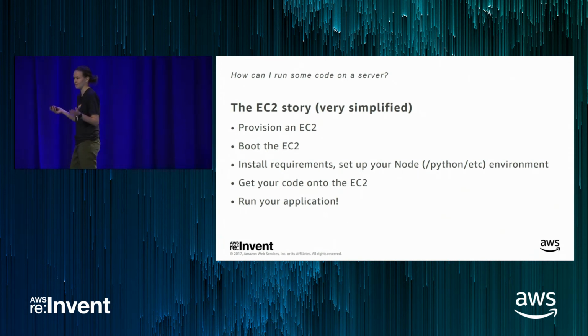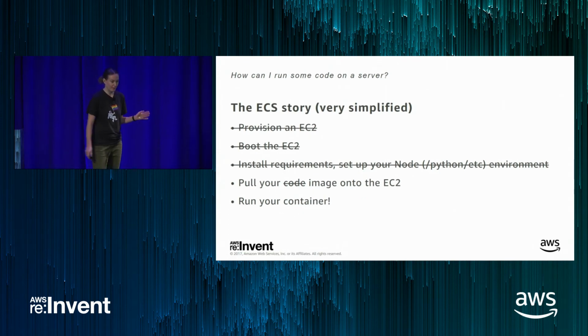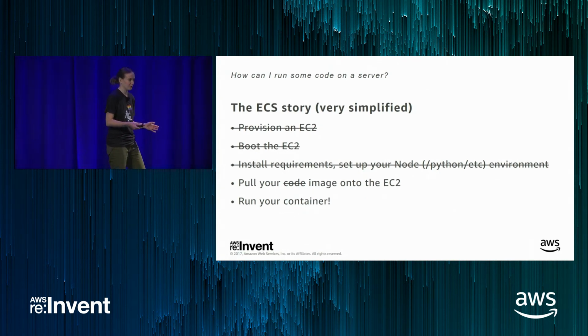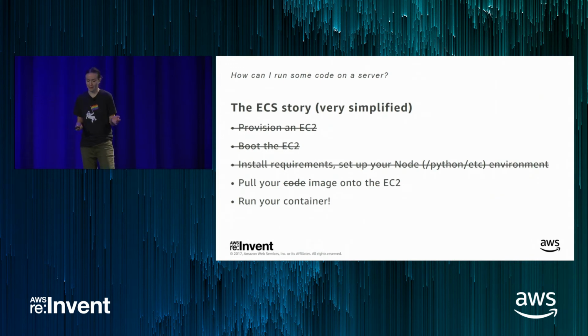For ECS, the story for our product developers is a lot shorter than this. Basically, all they're doing is a Git push, and then we have a continuous integration system called ECS Conix that builds a Docker image and pushes it into our ECR repository. And then it's pulled onto the EC2, and from there they can run their containers.